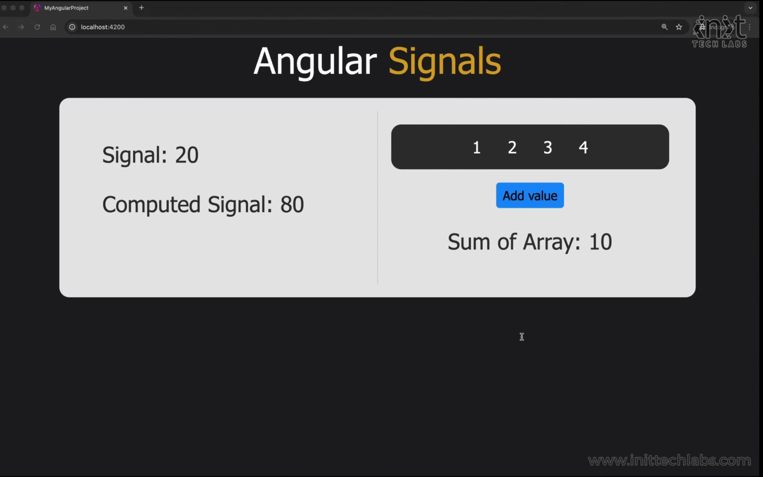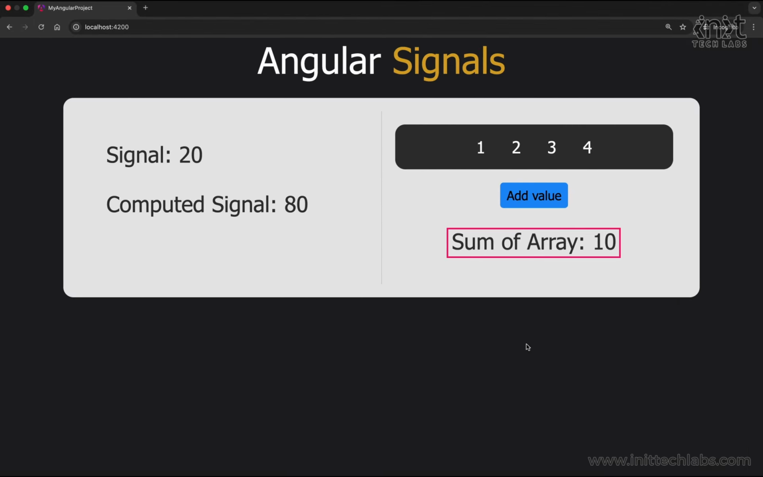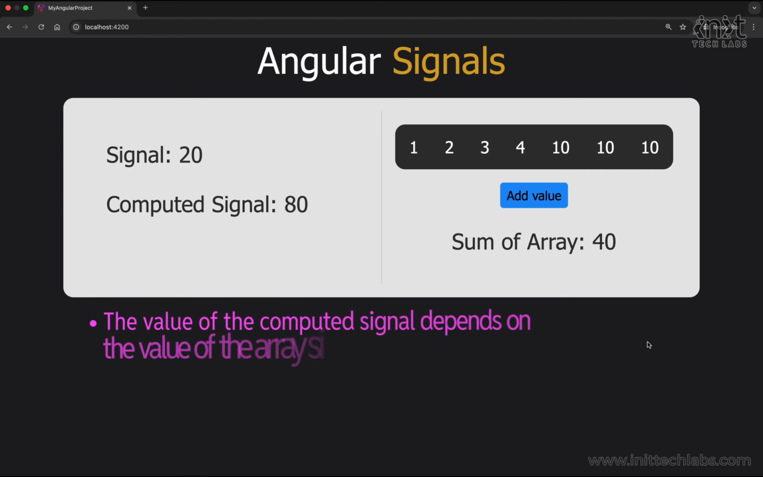Let's check the output. We have the summation getting displayed. Now when I push the value in the array, you can see the computed signal is getting updated. So the value of the computed signal depends on the value of the array signal. So when the new value gets pushed in the array, the computed signal gets updated. This is what a computed signal is.